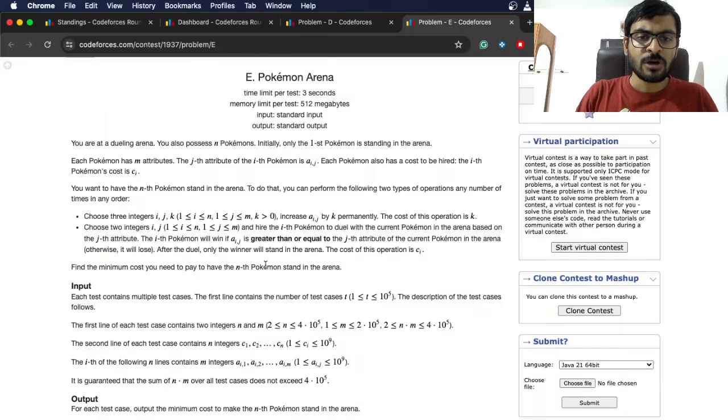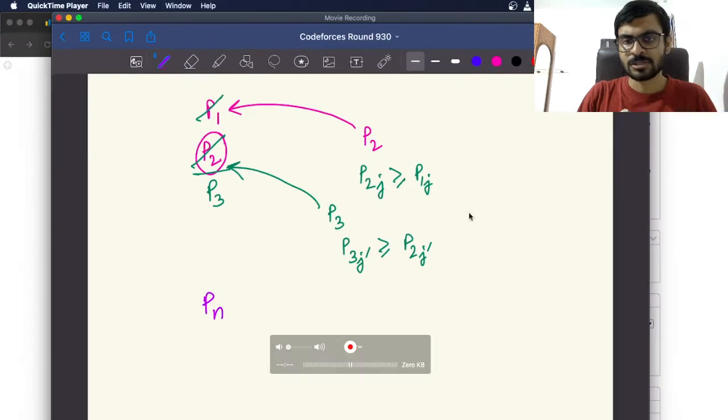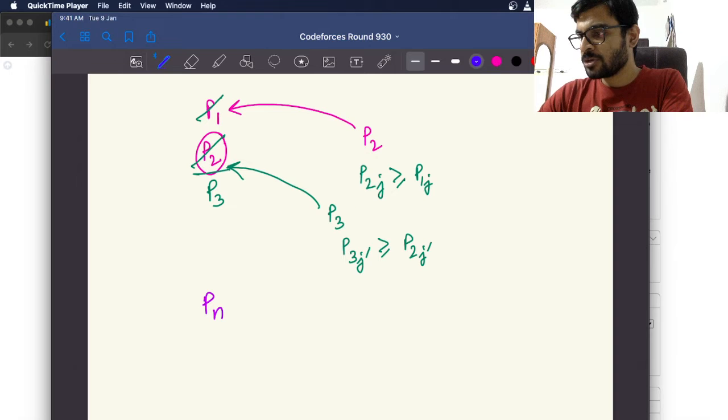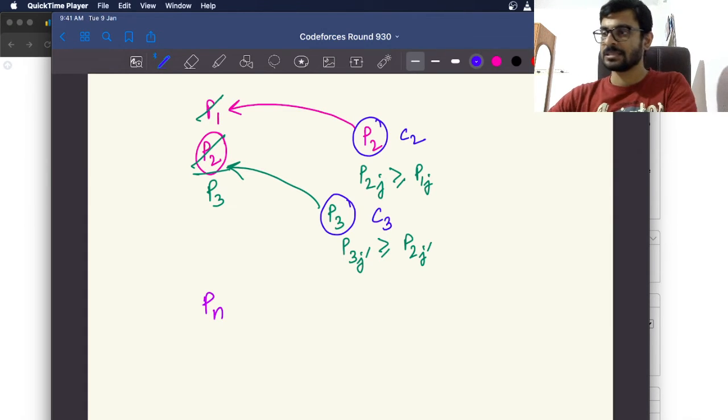What do you have to optimize? So, the cost of this operation is Ci. What is this cost? If you are going to use P3, the cost is going to be C3. If you want to bring P2, the cost is going to be C2. So that is the Ci thing.